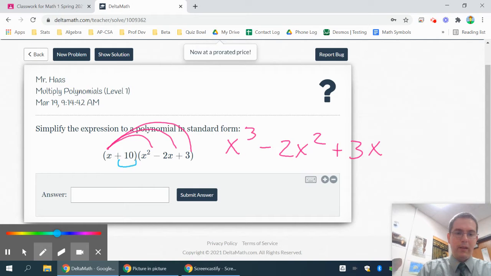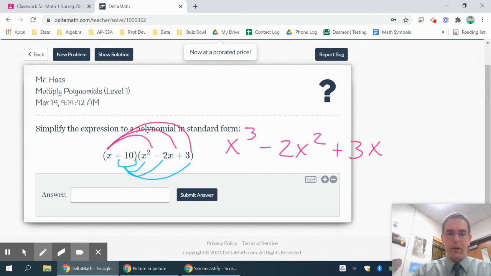Then I'm going to take my 10 and multiply it through. So that will give me a 10x squared. I like to write my x squareds underneath each other. And then 10 times negative 2x is a negative 20x. I like to write the x's underneath each other. Then 10 times 3 is 30.